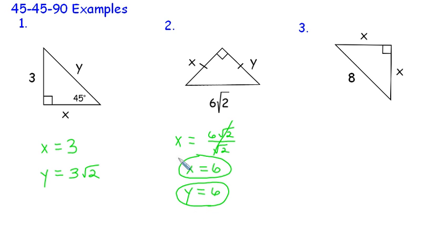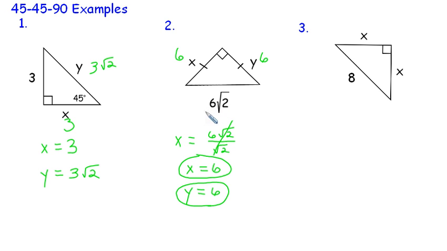So let's review what we have here. On number 1, one leg was 3, so the other one is 3, and the hypotenuse is 3 on the square root of 2. On this one, the legs turned out to be 6. We have 6, 6, 6 on the square root of 2.